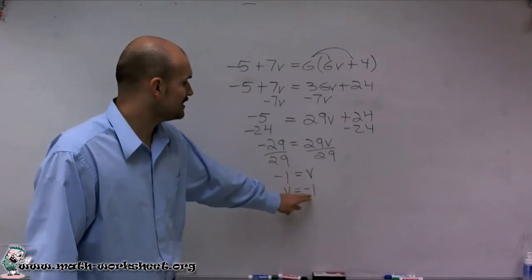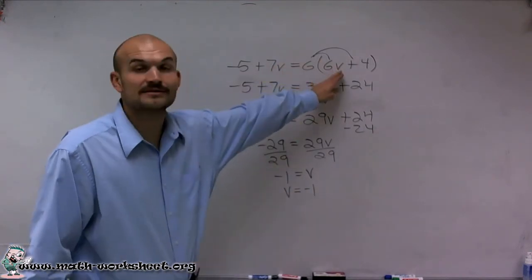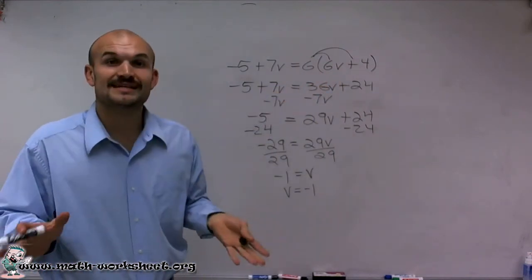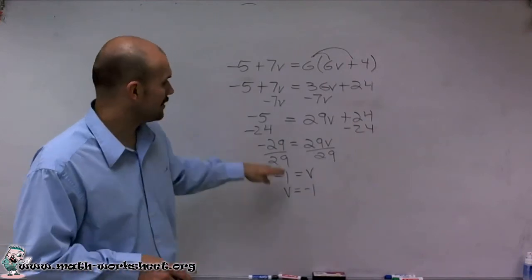Now I can plug in negative 1 for v in my original equation and simplify and make sure both sides of my equation are equal to each other. But to keep this video kind of short for you, that's going to be your final value.